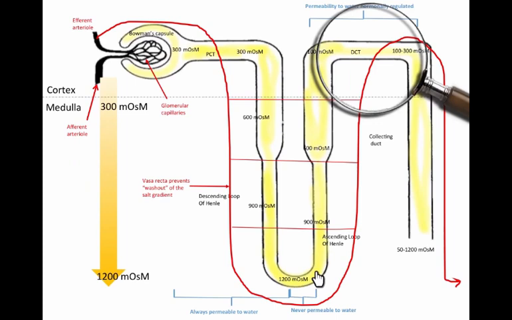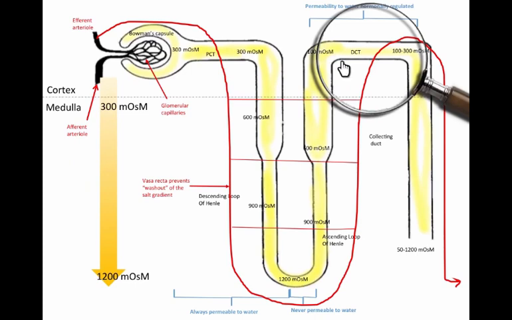And it turns out that the longer the loop of Henle is, the more concentrated the urine is that an animal can make. Humans, because of the maximum length of our loop of Henle, can only make urine that's 1200 milliosmolar, so that's 4 times more concentrated than our body fluids. But some desert animals have really long loops of Henle and can make urine that's like 20 times more concentrated than their blood.